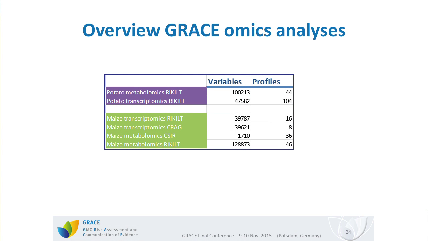So we did this for all the data. So we had, as I've just shown you, 44 profiles for potato metabolomics from RIKILT and 104 transcriptomics potato profiles as generated by RIKILT. For maize transcriptomics, we had data from RIKILT as well as CRAG. So from RIKILT, we had 16 profiles, 8 from CRAG. For CSIR, we had 36 profiles for maize metabolomics and 46 maize metabolomics data from RIKILT that have all been assessed in this way.